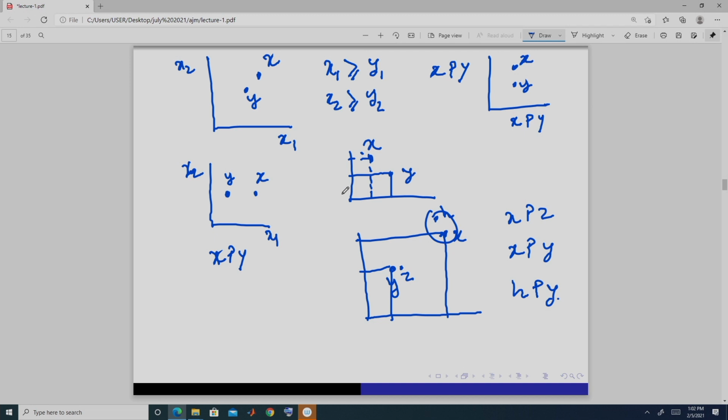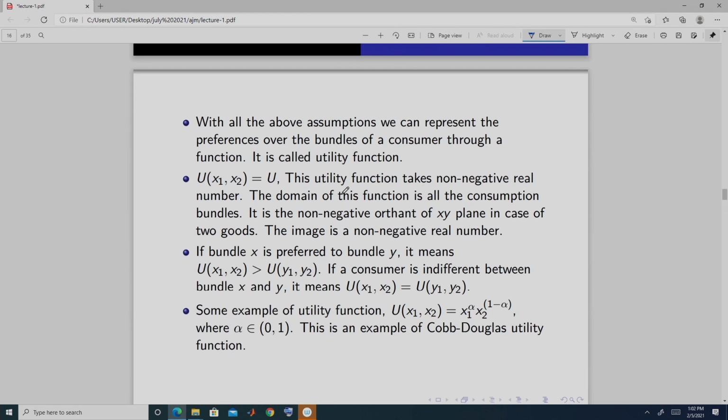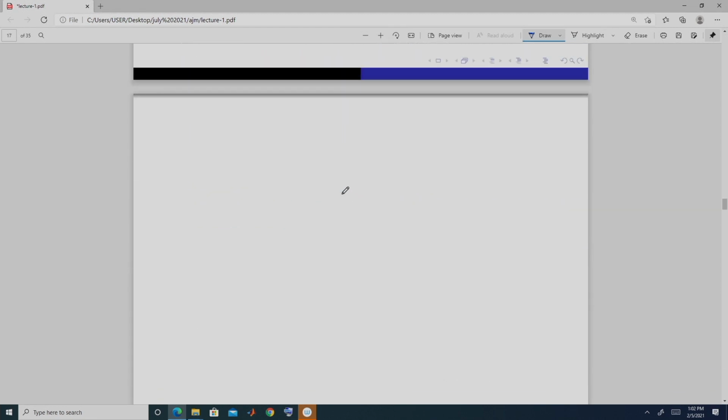So if we assume these 5 assumptions, that is reflexivity, completeness, transitivity, monotonicity and further continuity, then we can represent these preferences through a function, and this function is called a utility function. Okay, so it is something like this. We have goods x1 and x2. Based on all the above 5 assumptions, if we are given, suppose, these 4 bundles in our set, then we know which one to choose.